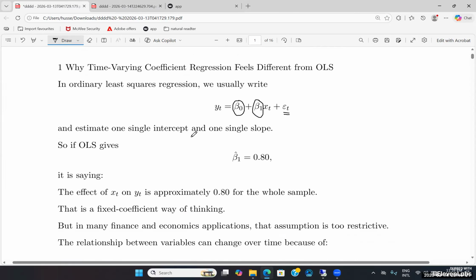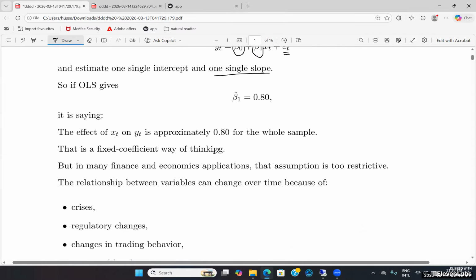And when we apply a simple ordinary least squares regression, this method will then provide us with just one single straightforward slope. So there is one unknown fixed slope that we are going to estimate using the OLS method. And this will be done for the entire data set. This is based on a fixed coefficient way of thinking.